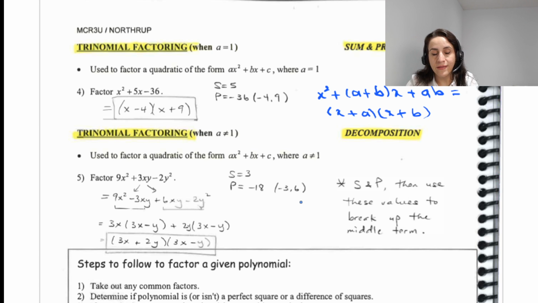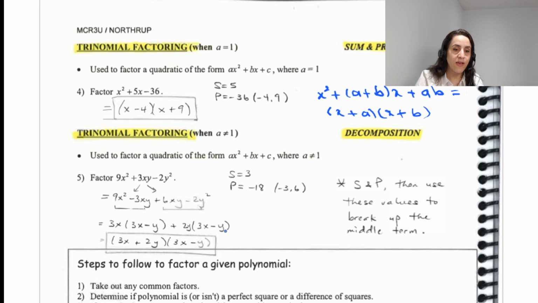This negative 3 and 6 is helping me to break down the middle part. Then 3xy, I can write as negative 3xy plus 6xy. See? Now I have an expression with four terms. I can do factoring by grouping, first common factor. 9x squared minus 3xy, I can factor 3x, then it's going to be 3x minus y, and 6xy minus 2y, I can factor 2y, then it's going to be 3x minus y.